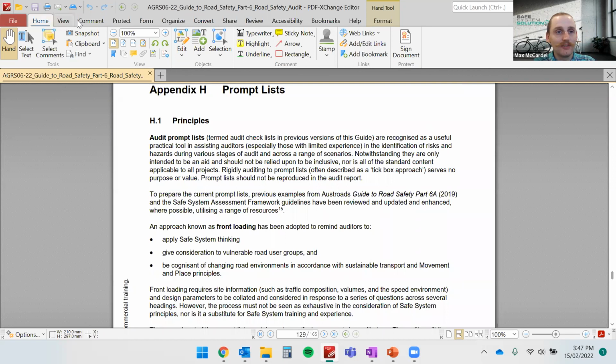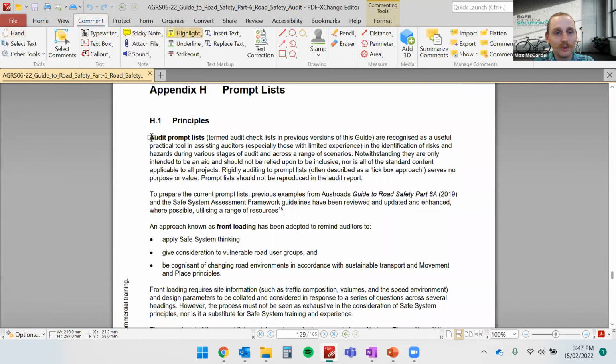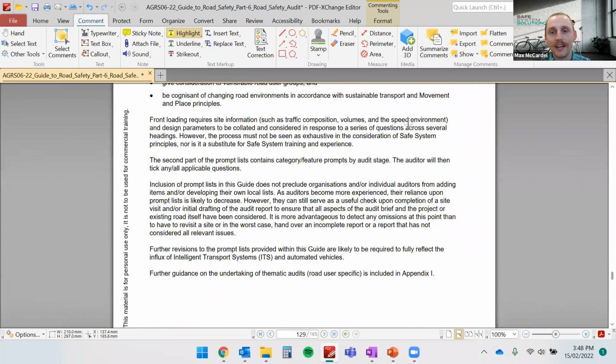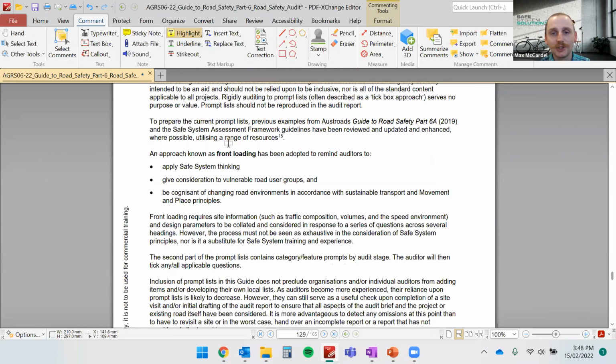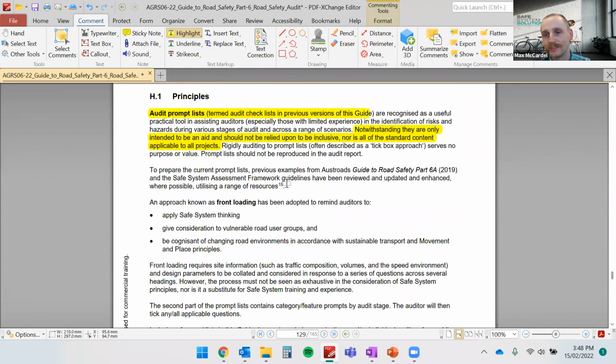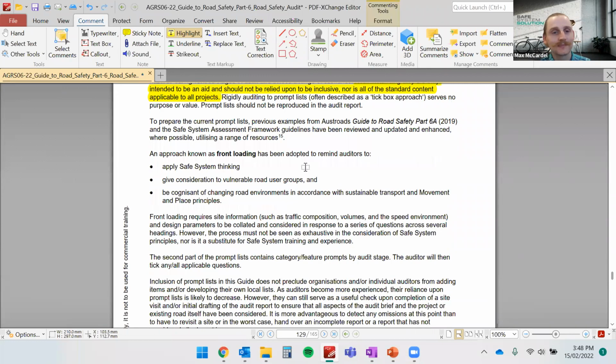And sure enough, the very first thing that is stated at the top is audit prompt list, termed audit checklist in previous versions. So yeah, just confirming what Reese and Tony were saying before. Recognised as a useful practical tool in assisting auditors in the identification of risks and hazards. But notwithstanding, they are only intended to be an aid and should not be relied upon to be inclusive. So I think that's a real takeaway from these prompt lists. They have a lot of benefit, but they're not the be all and end all.